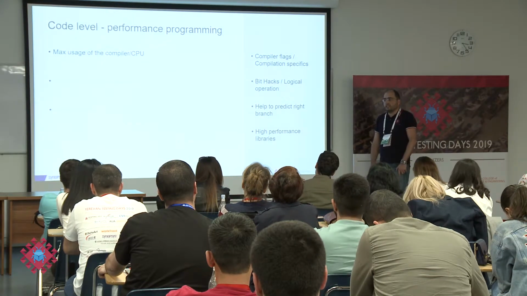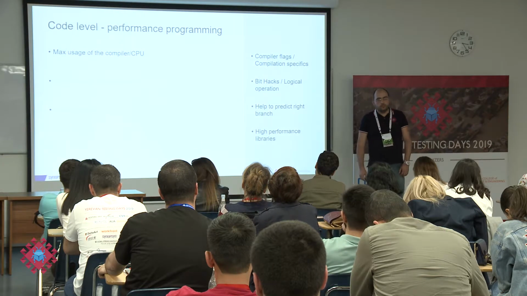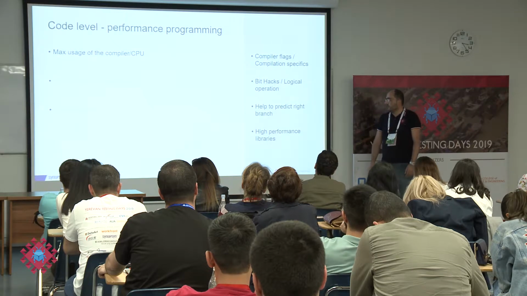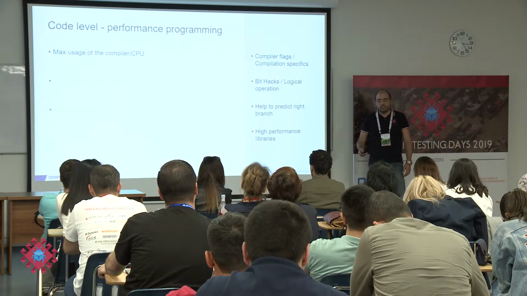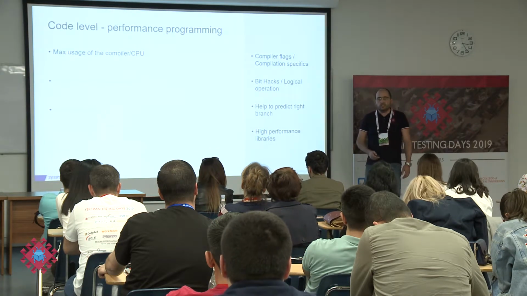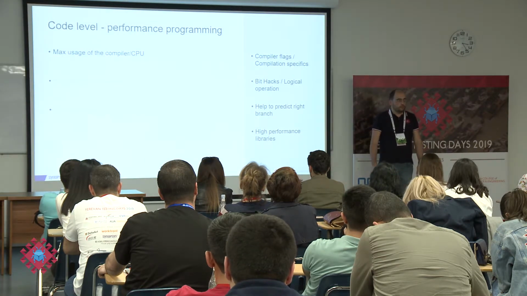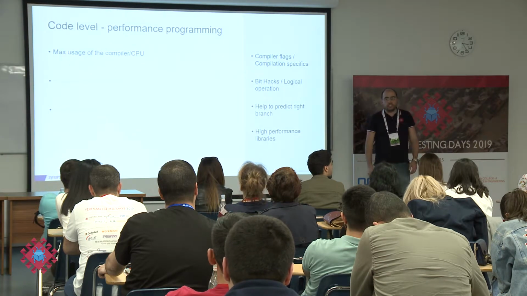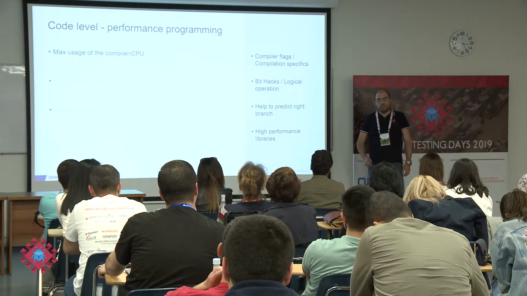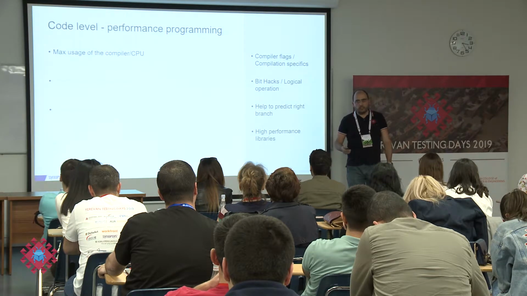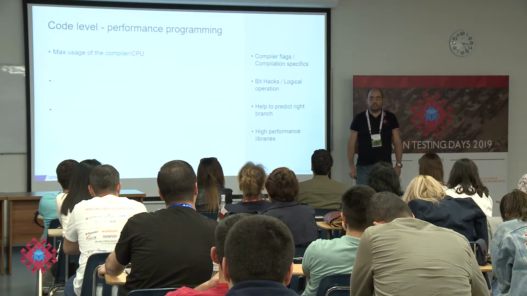So nowadays, CPUs are using branch prediction. Do you know what it is? Branch prediction. Yeah. So with your coding style, if you can help the CPU to predict branches better, then again you will gain a lot of performance.